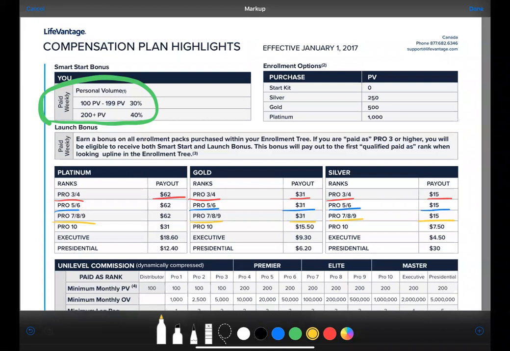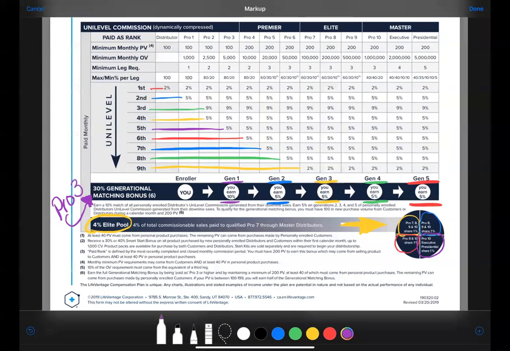You guys, you can get paid weekly by your Smart Start bonuses. You're going to get paid monthly for your residual. You get paid weekly for your launch bonuses. So that's what we were just talking about, if anyone enrolls underneath you. And then monthly on the generational check matches once you've hit Pro 3, and monthly on the elite pool. So there's so many ways to get paid in this company, it's not even funny.